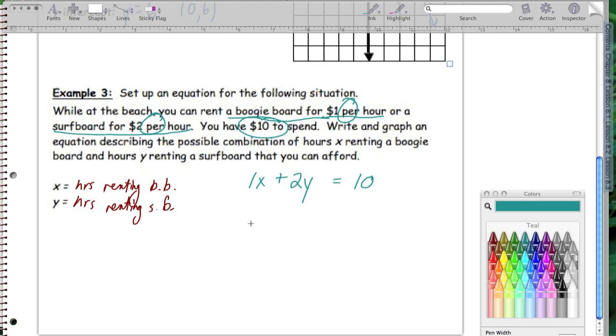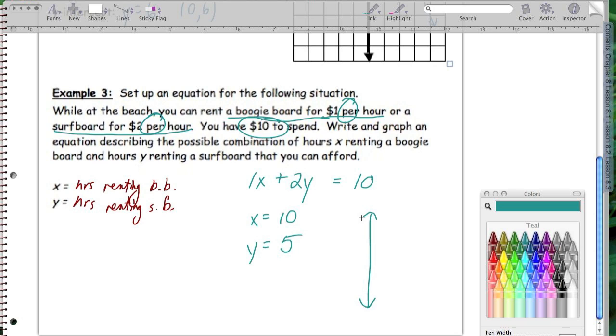So if I were to find my X and Y intercepts, my X intercept is going to be when I cover up the Y term. So I have 1X is equal to 10. You would just get X equals 10. My Y intercept then is going to be when I cover up the X. 2Y is going to equal 10, so Y is just going to be 5.